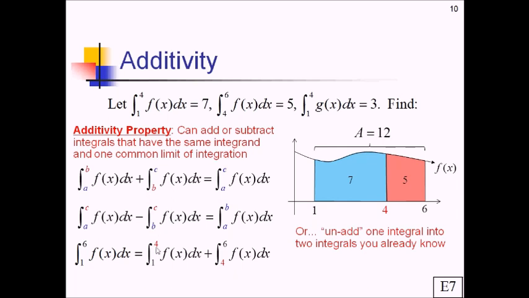We've got the area from 1 to 4 and the area from 4 to 6. Now it's important to note that this second integral has to begin where the other integral ends. If we had 1 to 4 and then 6 to 4, that wouldn't quite work out, because then we'd be going backwards with this second integral. But we do know that these integrals are 7 and 5 respectively, so we can add them up to get that area of 12 that we already kind of figured out visually.